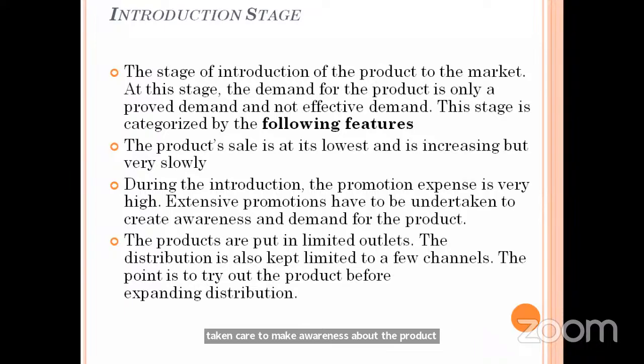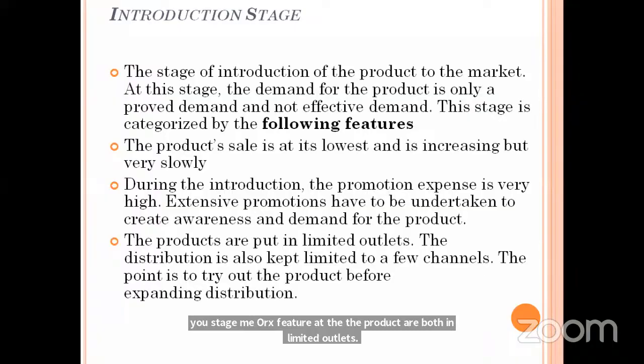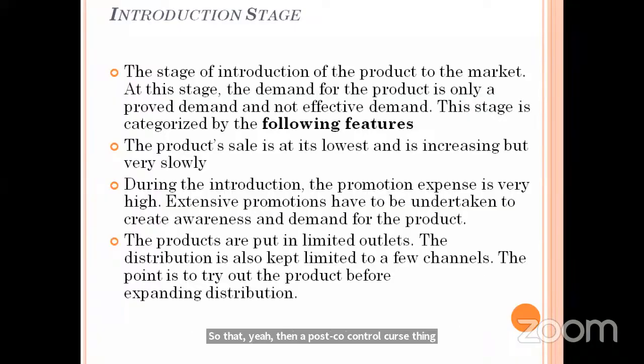सो इस स्टेज में और एक फीचर आता है, the products are put in limited outlets so that क्या होता है ना, आप कॉस्ट को कंट्रोल कर सकते हैं। सो when you see, there are two different types of cost. जो आपका फिक्स्ड कॉस्ट है, you cannot control it. रिमेंबर, फिक्स्ड कॉस्ट क्या होता है?